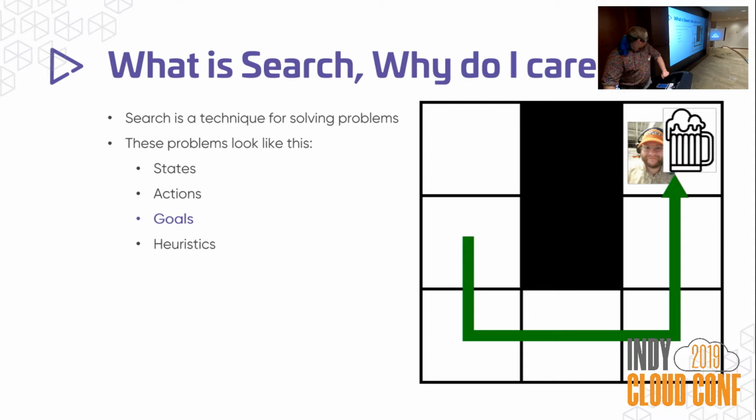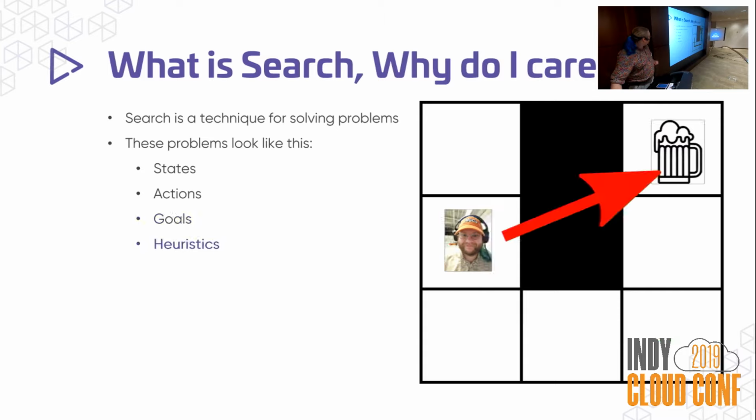There are goals in heuristic search problems. The goal for this particular instance is shown here. It's where I'm in the same location as the beer. And you can see there's a green line from where I originally started, that state, to this particular state, which is a goal state. And it shows the actions that I would have taken to navigate from here to there. So that's a solution to a search problem.